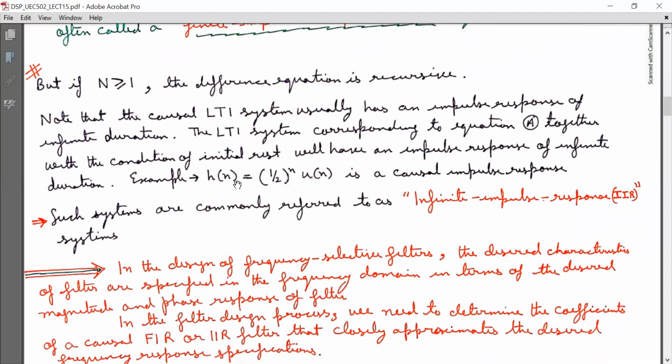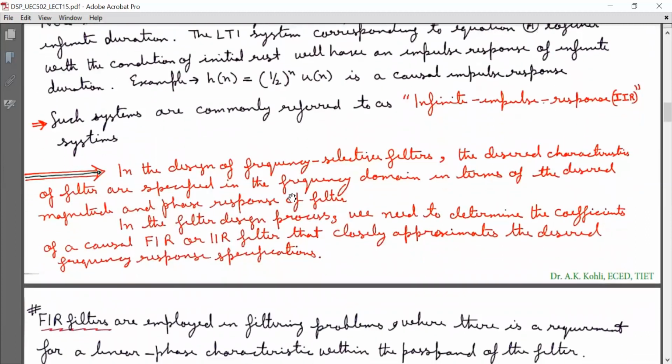So h[n] is non-zero for n ranging from 0 to infinity. So h[n] is a causal impulse response. Such systems are commonly referred to as infinite impulse response or IIR systems, because n is ranging from 0 to infinity, for which h[n] can be non-zero.